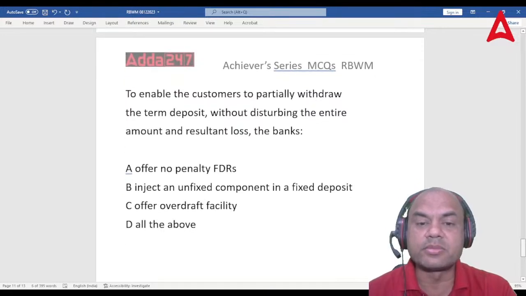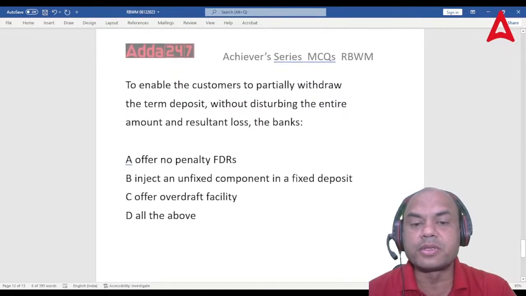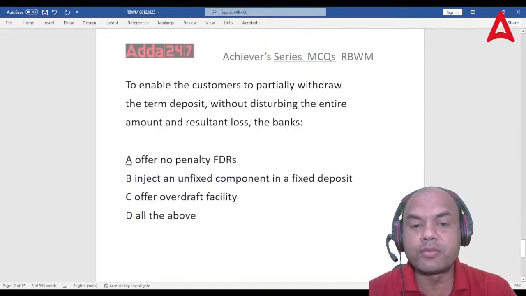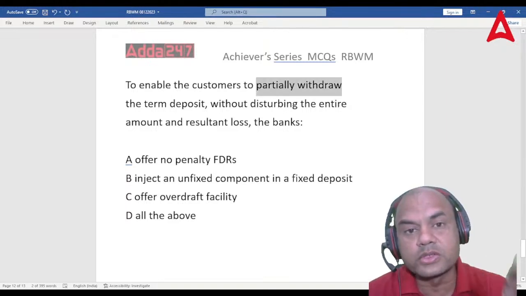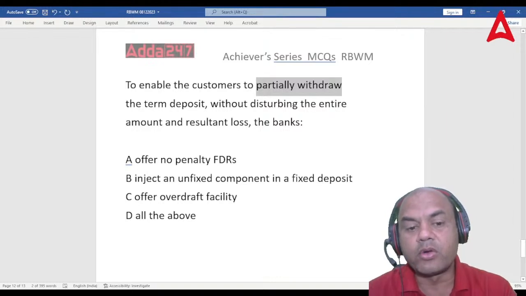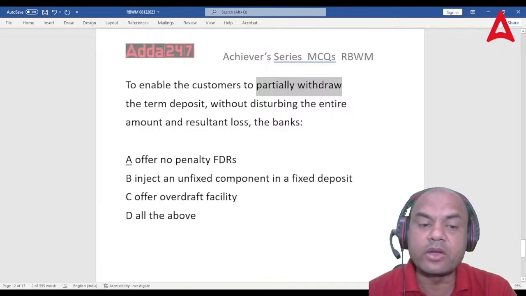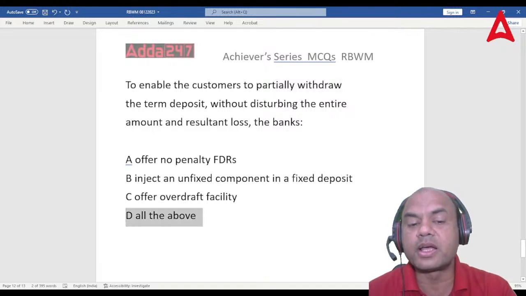Now, see this. To enable the customer to partially withdraw the term deposit without disturbing the entire amount and the resultant loss, the bank provides: offer no penalty FDRs, inject an unfixed component in the fixed deposit, offer an overdraft facility, and all of the above. See here, what are we doing? Partially withdraw. We are not closing the FD over here. All of us tend to give the answer all of the above. But the answer is not that.